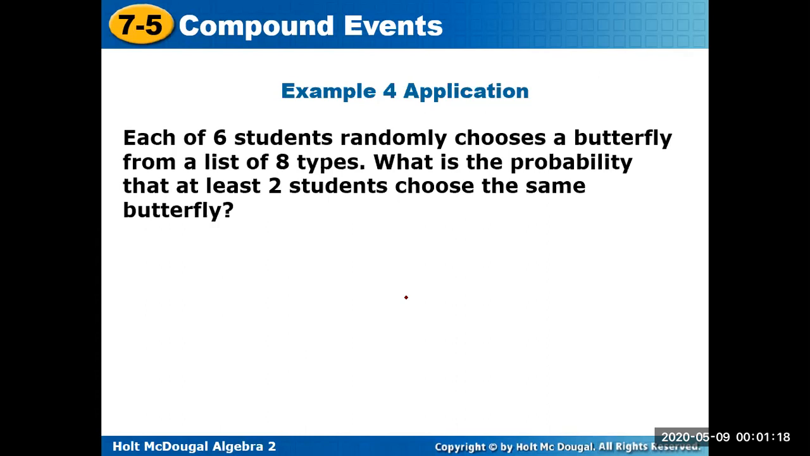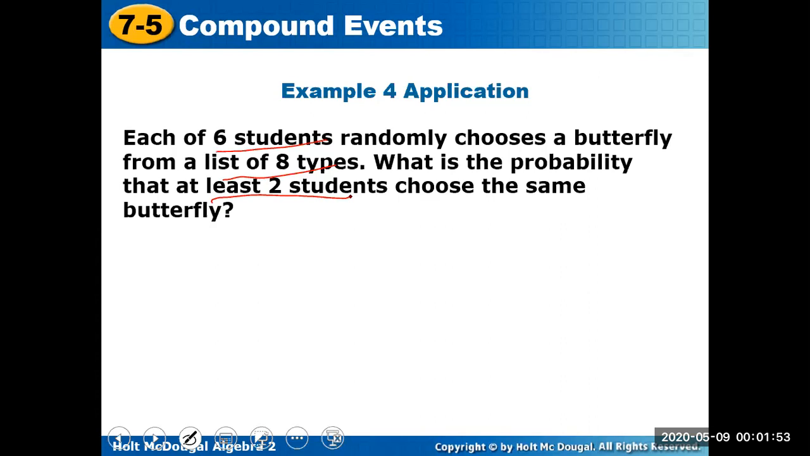So each of 6 students randomly chooses a butterfly from a list of 8 types. What is the probability that at least 2 students choose the same butterfly? So the question is very clear. There were 6 students randomly choosing butterflies from a list. In the list, there were 8 types of butterflies. What is the probability that at least 2 students choose the same?